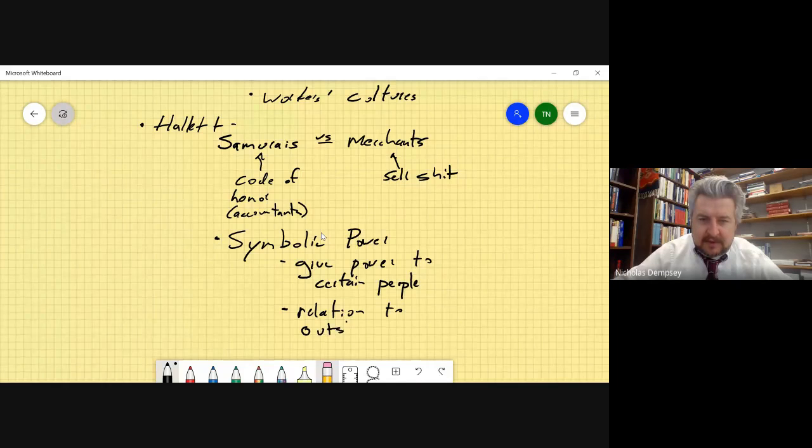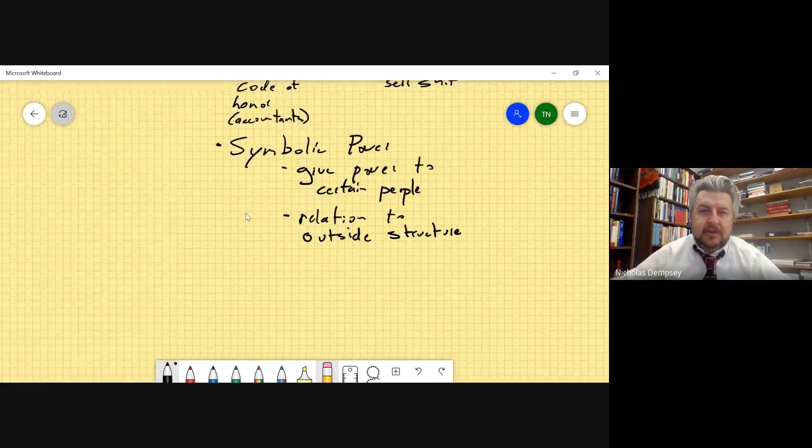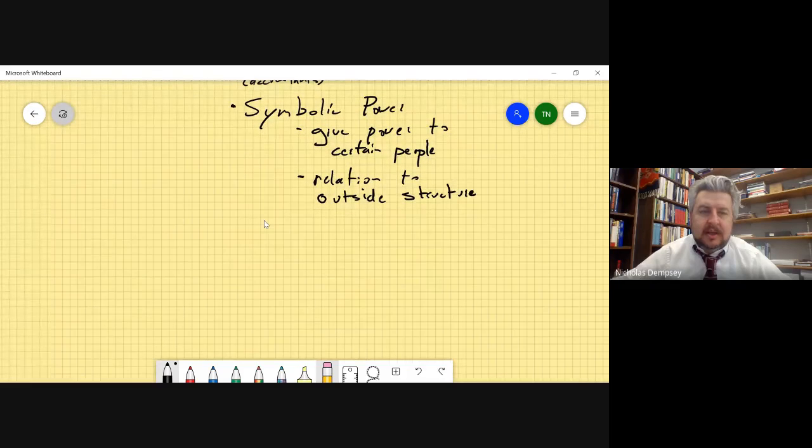But also, and this was a quickly made point in the article, but an important one, is that symbolic power also comes because of relationships to outside social structures. So, for example, somebody who's gone to Harvard Business School is going to get more symbolic power than somebody who went to the University of American Samoa or something like that, because there are these broader structures.